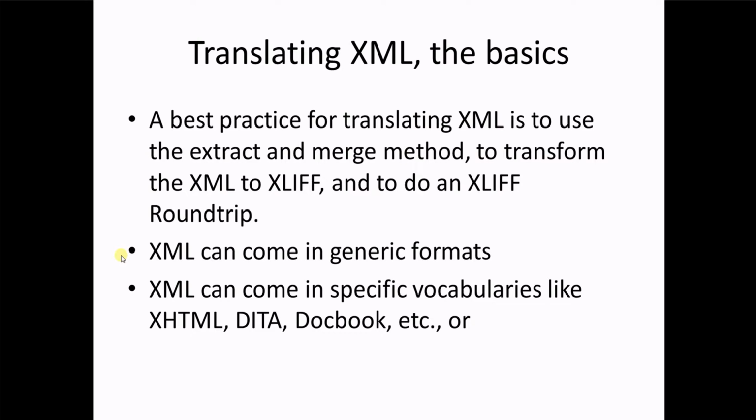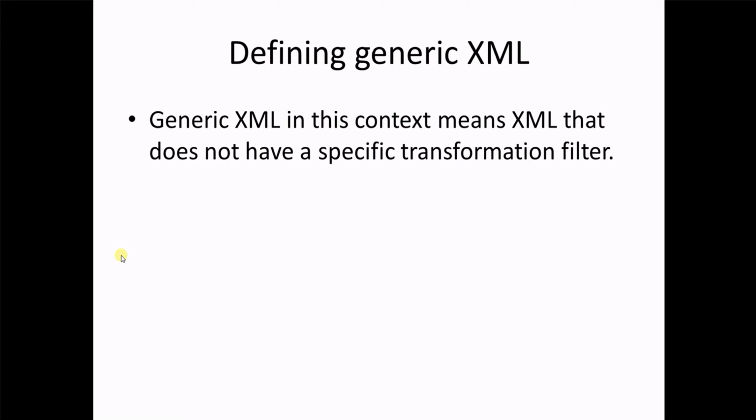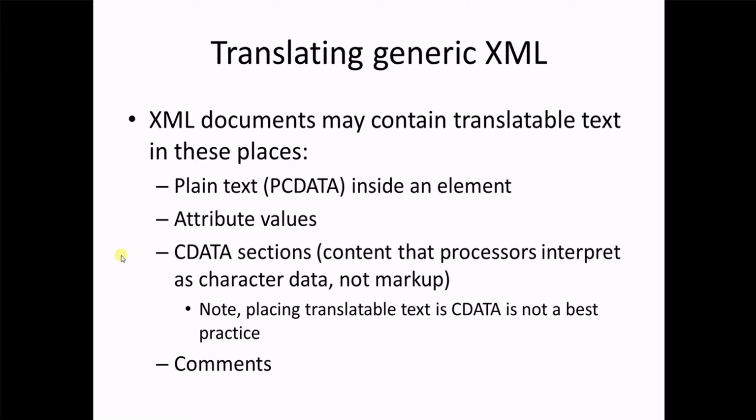XML can come in generic formats, or XML can come in specific vocabularies like XHTML, DITA, DocBook, or others. So starting off with generic XML, generic XML in this context means XML that does not have a specific transformation filter. We often call these XML transformations that need to have a vanilla transformation. Translating the generic XML goes sort of like this.